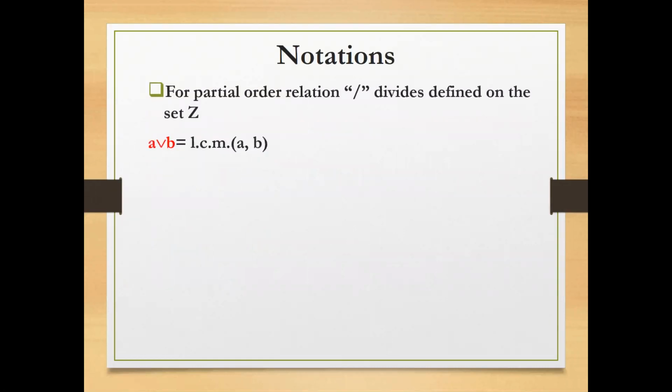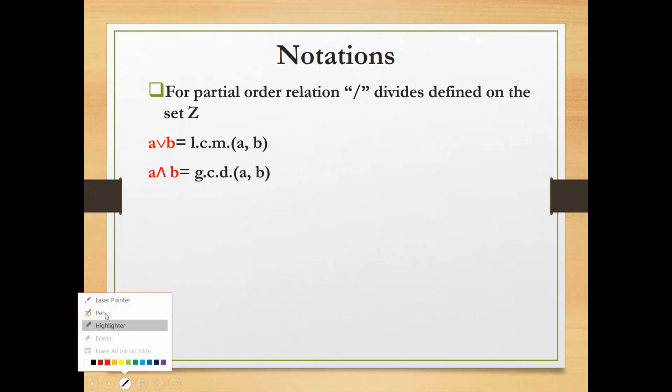Now, in the previous video lectures, I have also explained three partial order relations, out of which one partial order relation is divides on the set of integers. So in the relation of divides, the join, meaning the least upper bound, is the LCM of A and B, and the meet, meaning the greatest lower bound, is the GCD of A and B.